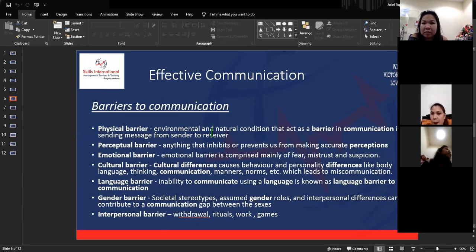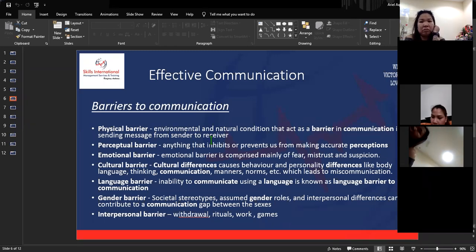So we have barriers of communication. What are the barriers that we may face? So environmental and natural conditions can be a barrier between sender and receiver. Now there is the physical barrier of the pandemic, we're doing online class, but we're making our best effort to face that barrier that we are experiencing.